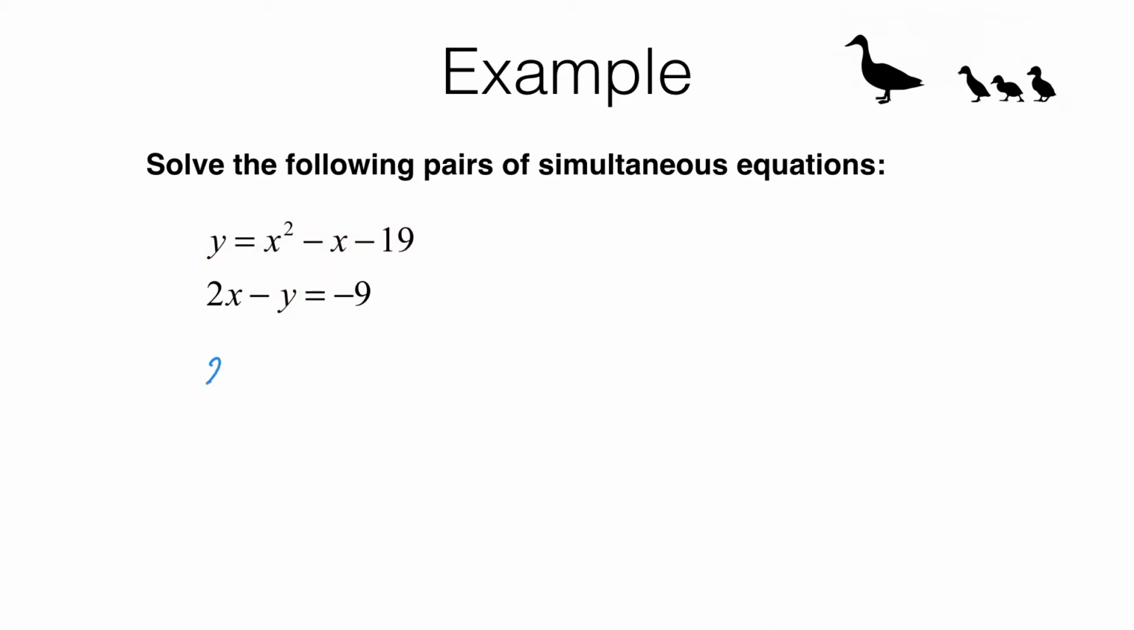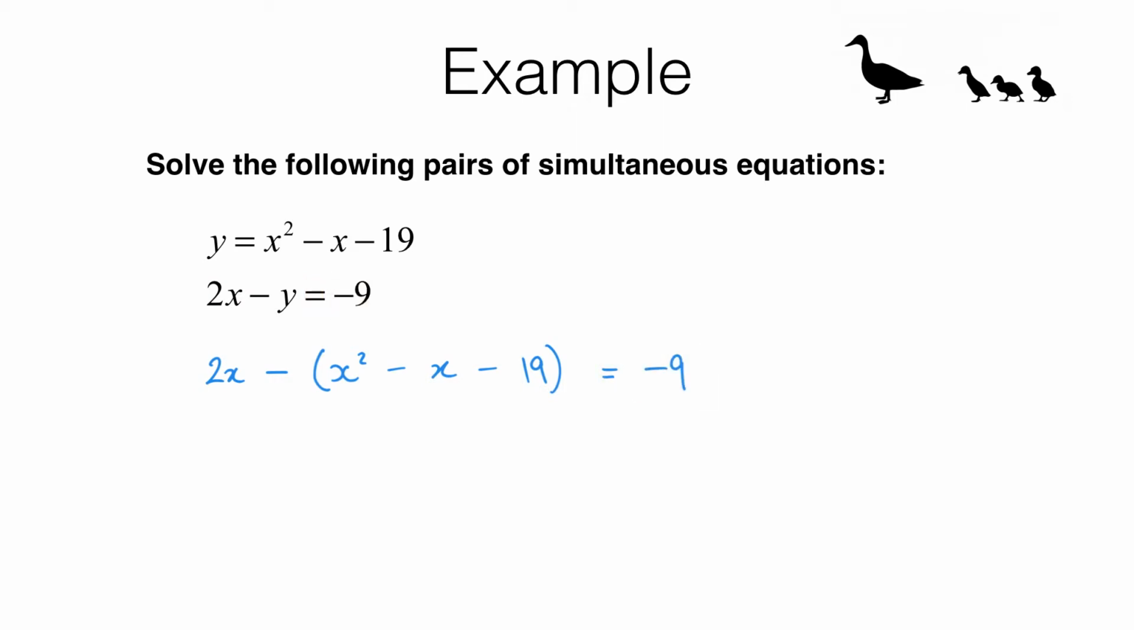I've got 2x to start with, and then I'm subtracting the y, and y equals all of this here. So I'm going to have that in brackets. That's x squared minus x minus 19. Now, all of this equals negative 9.